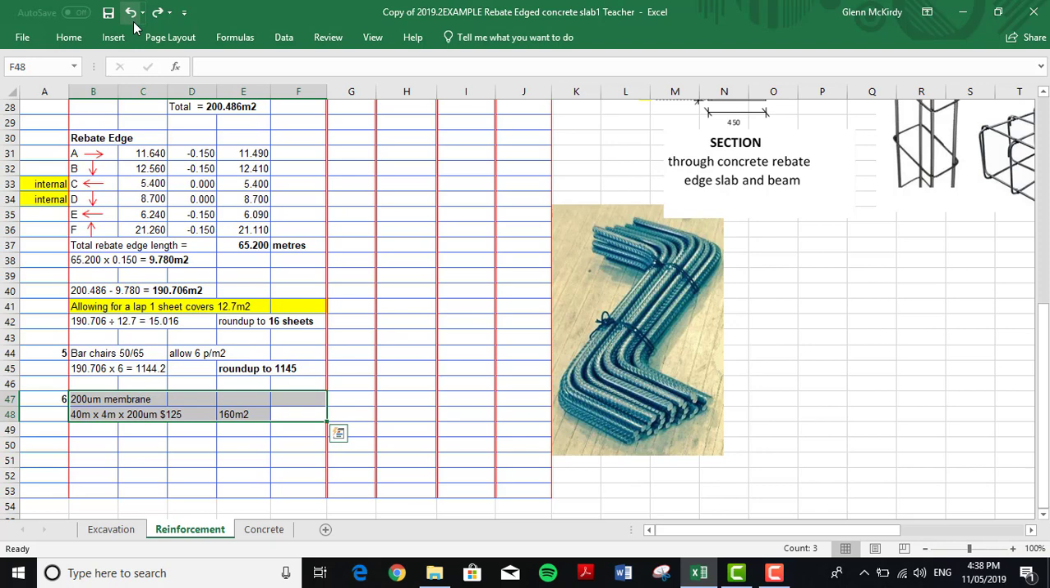Then we have our membrane that goes under the concrete slab, and we're allowing that we get the 200 membrane in 40 by 4 metre rolls, and that's how much it covers, 160 square metres. So we have a total area of 200.486. We divide it by a 160 because that's how many square metres there are in a roll, and it gives us 1.2, so we're going to take it up to 2 rolls.